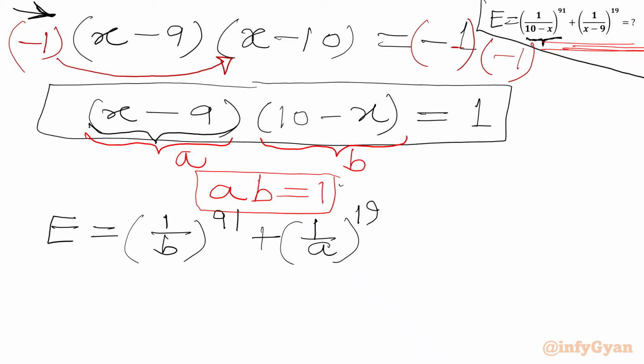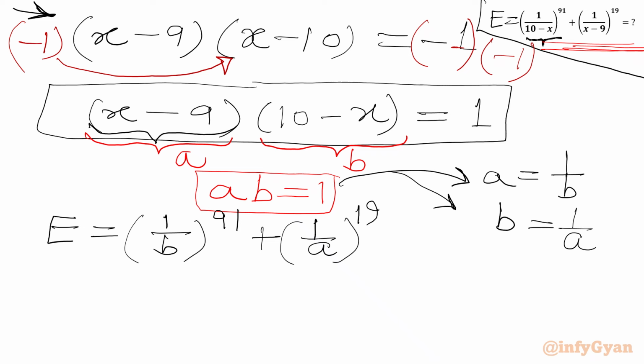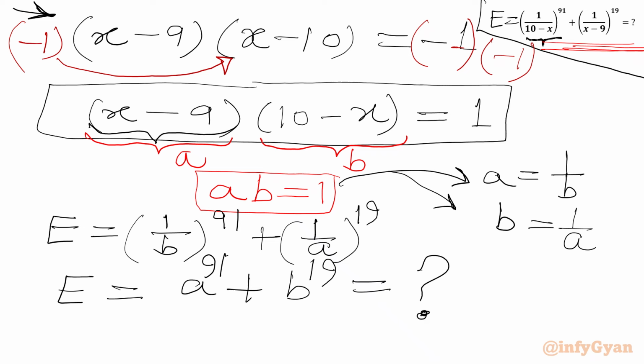Now from this equation itself, I can write a equal to 1/b, dividing by b on both sides, as x cannot be 10, and at the same time we can write b equal to 1/a. So in place of 1/a, we can write b. In place of 1/b, we can write a. So our required expression will become a plus b with exponents 91 and 19. 1/b is a, so a^91. 1/a is b, so b^19. This expression we are going to actually evaluate.